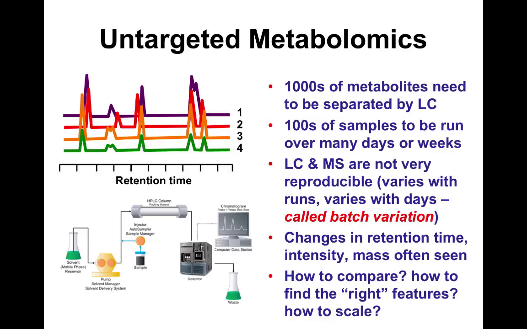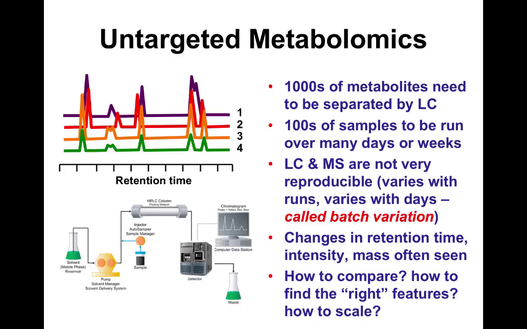In untargeted metabolomics, what you're dealing with is thousands of metabolites and hundreds of samples, and the fact that LCMS is not terribly reproducible. You get drift with liquid chromatography. You'll often get drift with mass measurements unless you're calibrating. So you get a phenomenon called batch variations. You get changes in retention time.